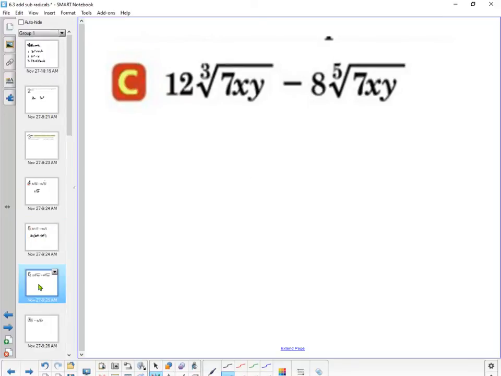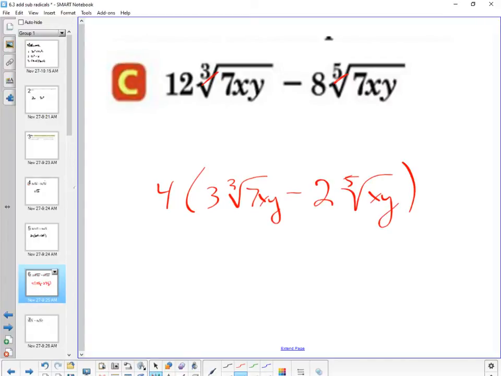All right, hey, can we simplify this? These are not the same. So even though we can't combine them, we could still factor out a common factor. In this case, I think it's 4. And you would have 3 the third root of 7xy, minus 2 the fifth root of 7xy. We're going to do 3 and 4 today.